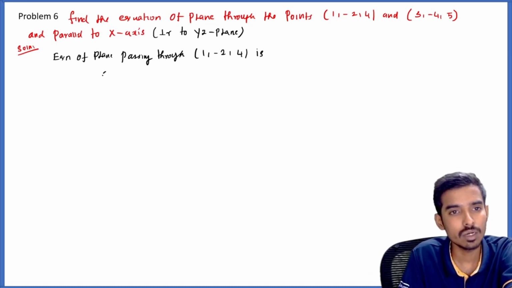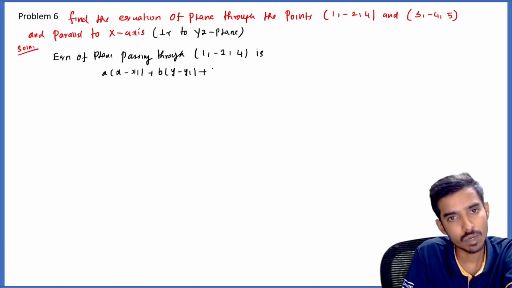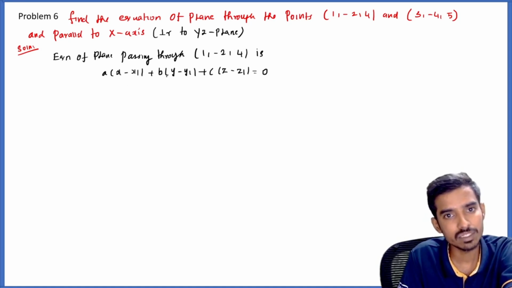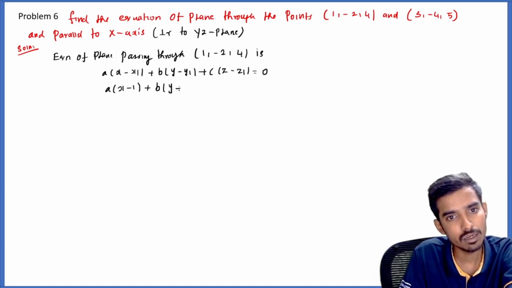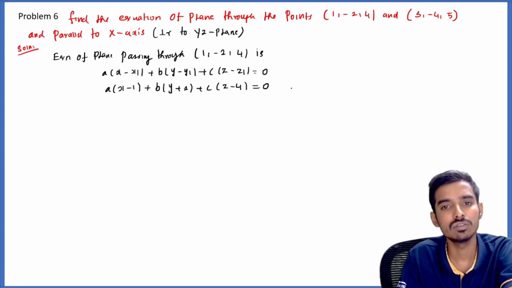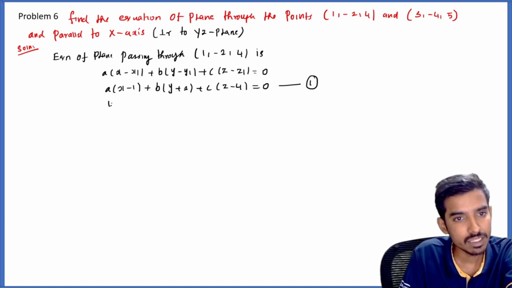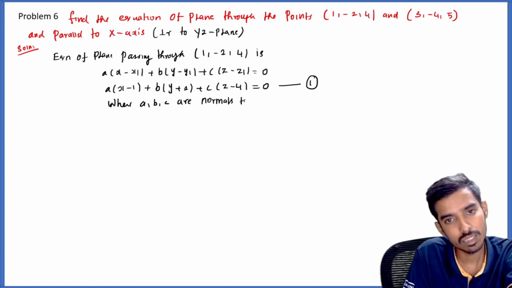What is the equation passing through one point? a into x minus x1 plus b into y minus y1 plus c into z minus z1 is equal to 0, where a, b, c is the normal for the plane. So here x1, y1, z1 is 1, minus 2, 4, so a into x minus 1 plus b into y plus 2 plus c into z minus 4 is equal to 0. This is the required equation we need to find, right? Now, where a, b, c are the normals to the plane.